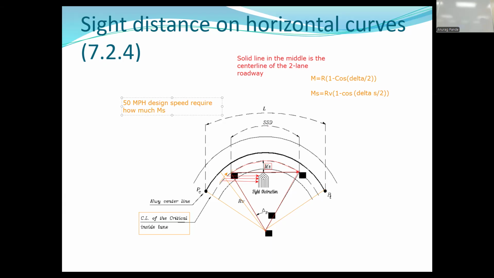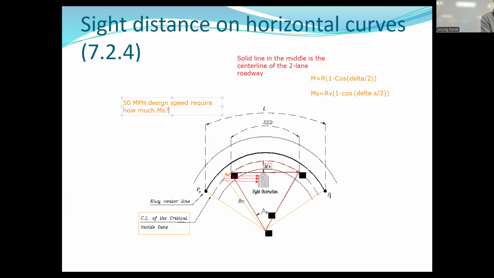If I asked you how much MS, how much clearance distance, we call it clearance distance from the inside lane, do I need for 50 miles per hour design speed? How would you approach this problem? How would you approach it if I said, give me how much distance I should clear from the center line of the inside lane?